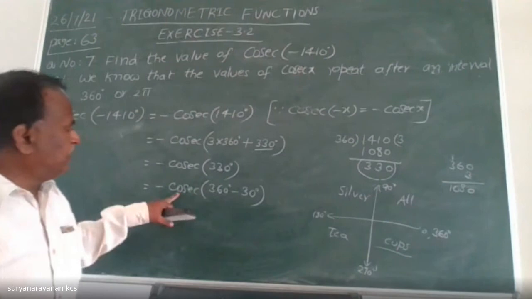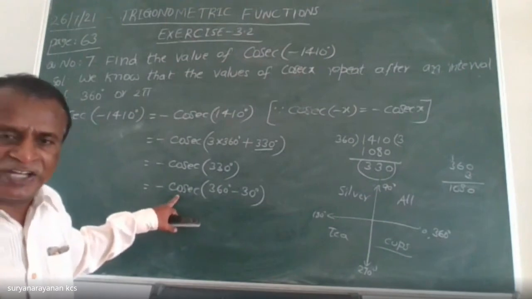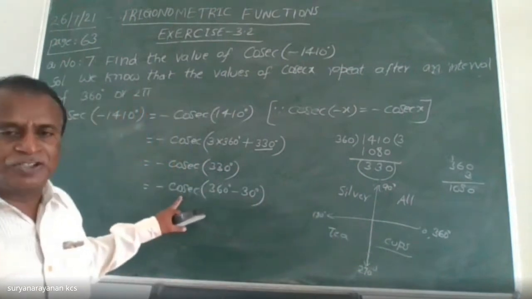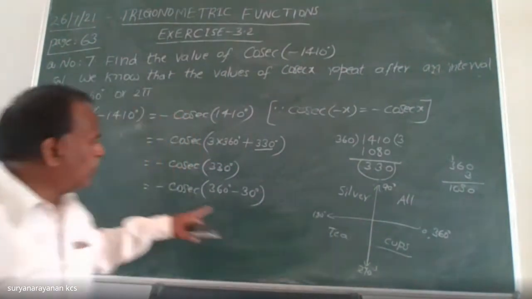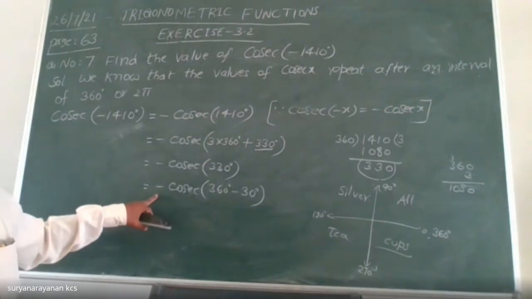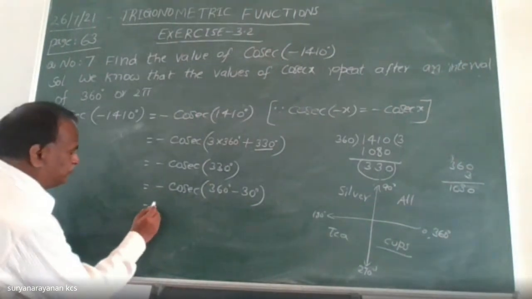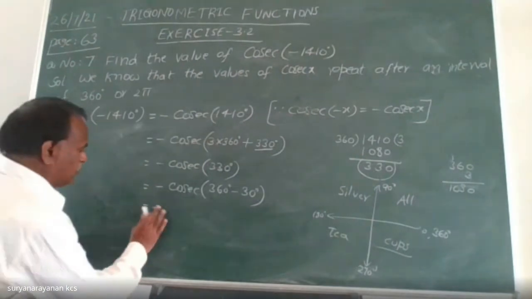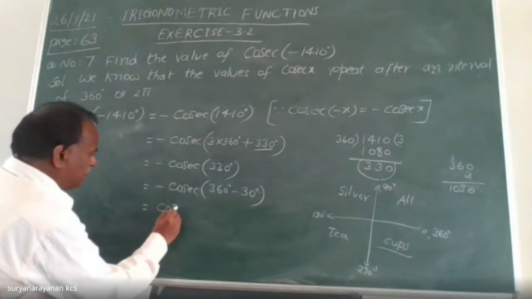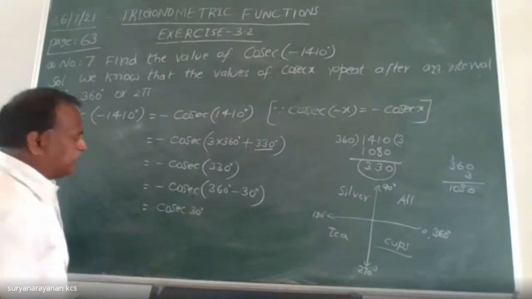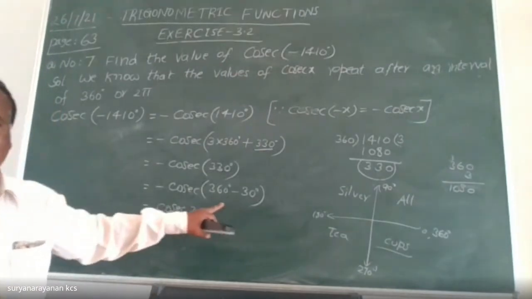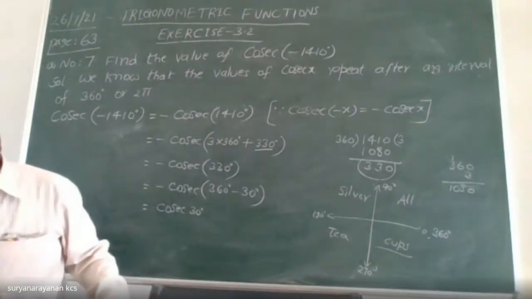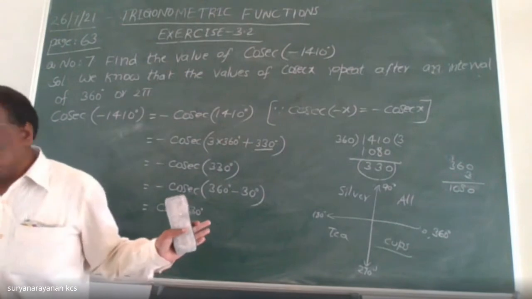So, but the given trigonometric function is cosecant. It is negative in the fourth quadrant. Already it is negative. Then what will you get here? Can I write directly plus? So cosecant 30 degrees, because this angle is written as a combination of 360 degrees.